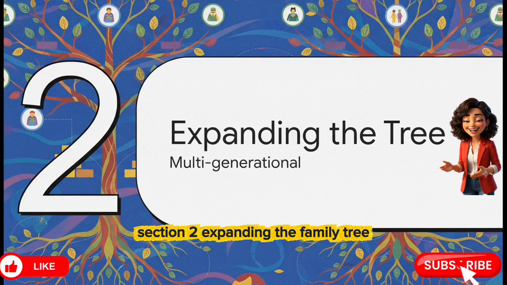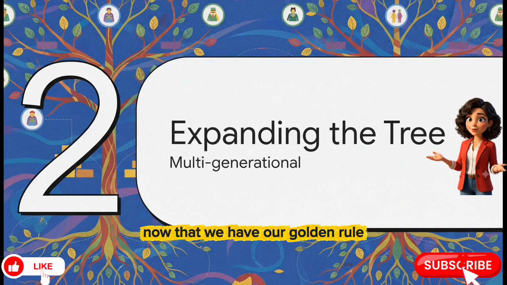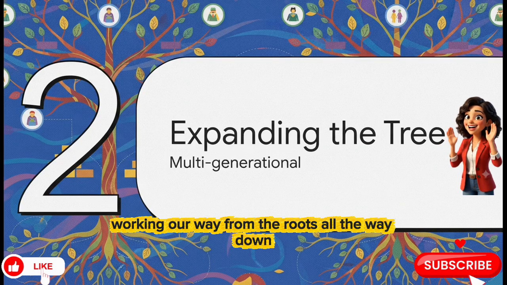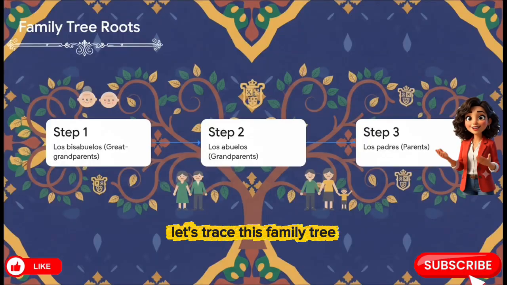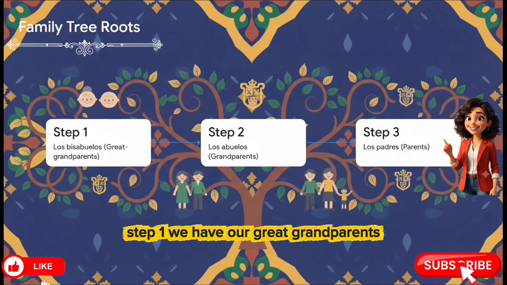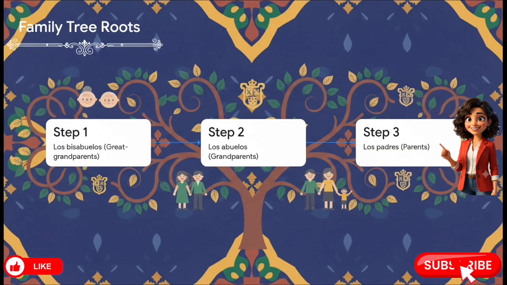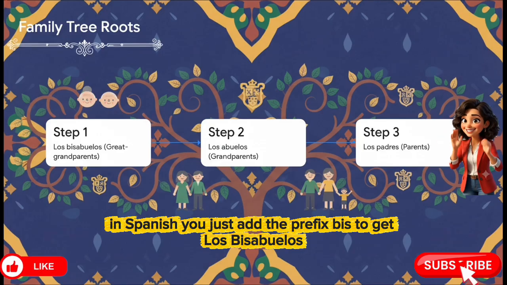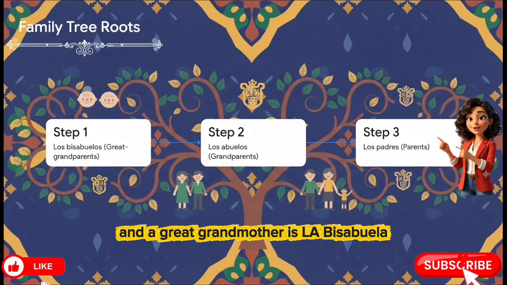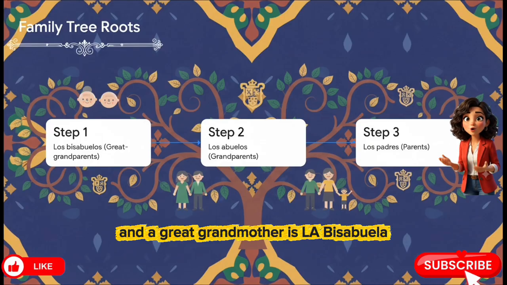Section 2, expanding the family tree. Now that we have our golden rule, it's time to build our multi-generational scaffold, working our way from the roots all the way down. Let's trace this family tree layer by layer. At the very top, step 1, we have our great-grandparents. In Spanish, you just add the prefix bis to get los bisabuelos, bisabuelos. Just like before, a great-grandfather is el bisabuelo, and a great-grandmother is la bisabuela.